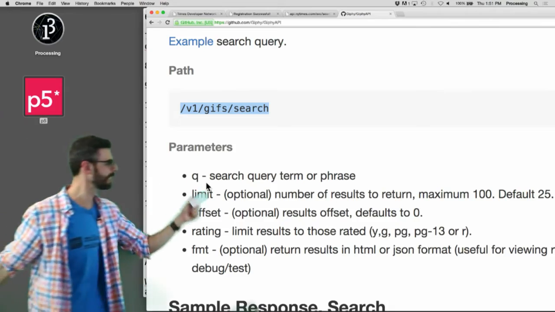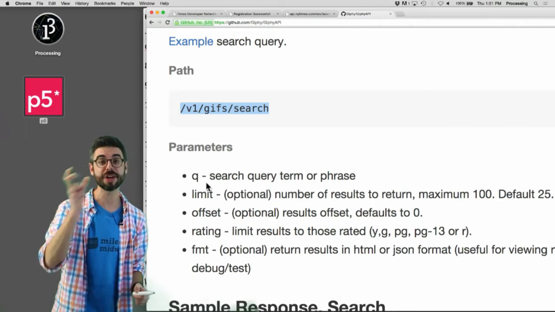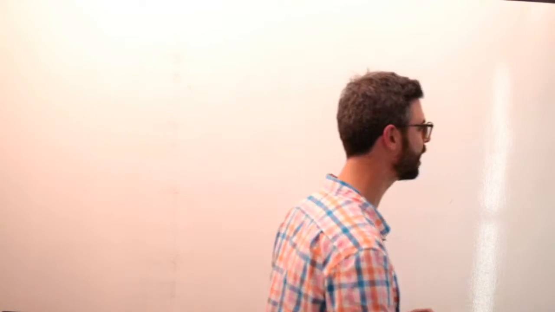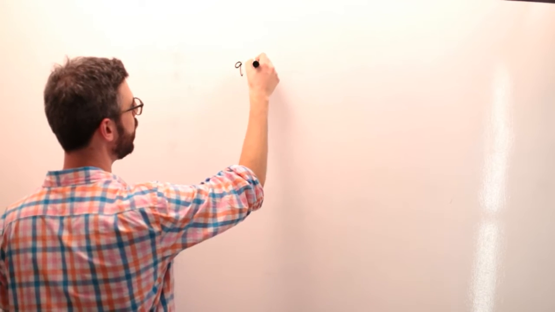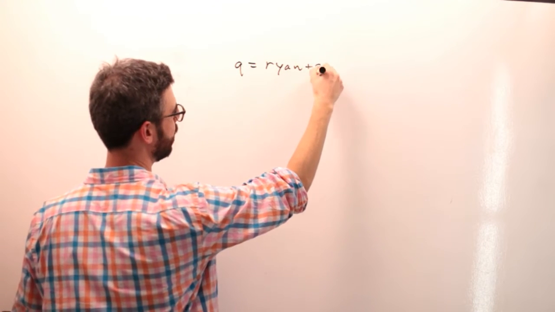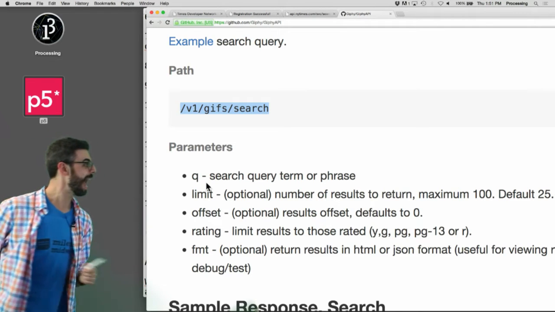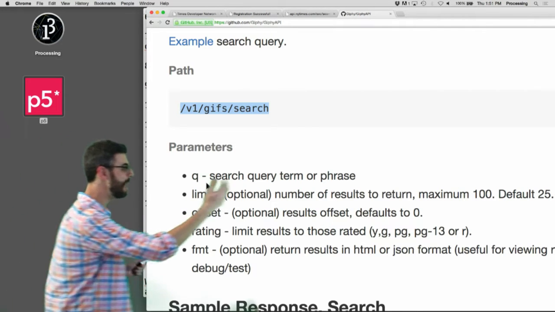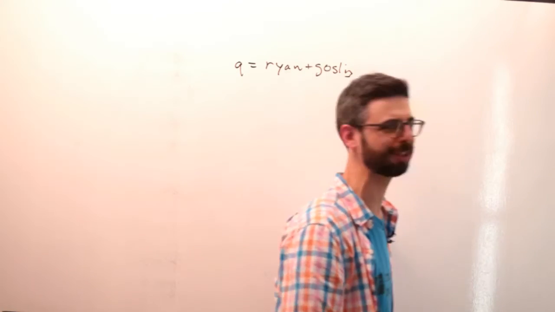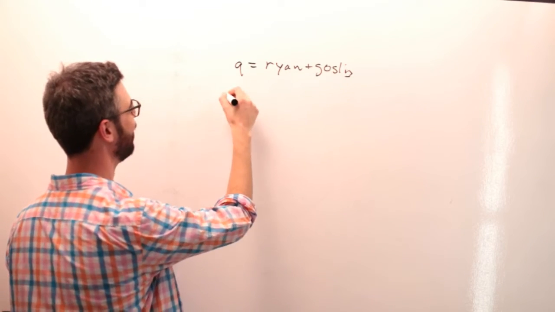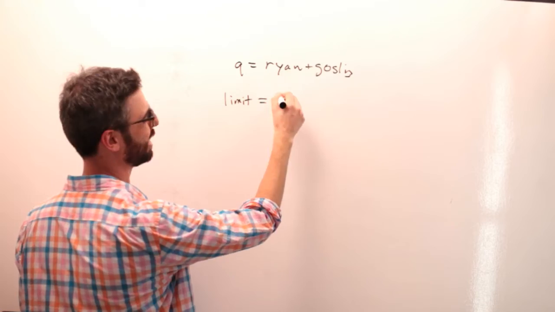All of this list here are parameters. Parameters are name-value pairs that get strung together, like Q equals Ryan Gosling, and then limit is how many results I get. The maximum is 100. Well, if I'm getting GIFs about Ryan Gosling, oh my God, the sky is the limit, right?